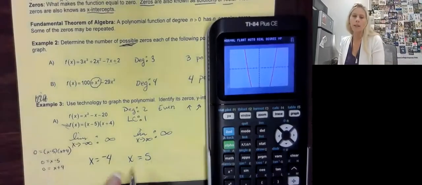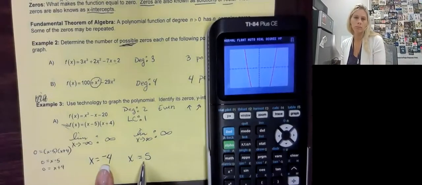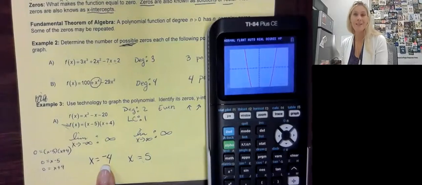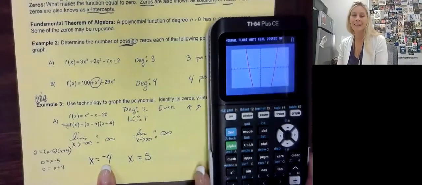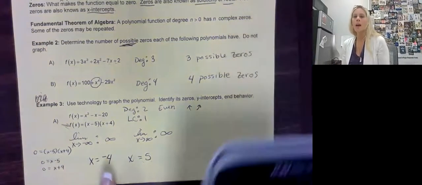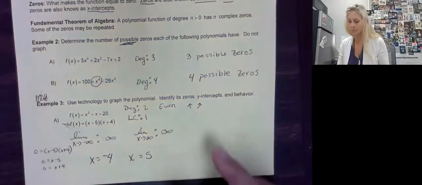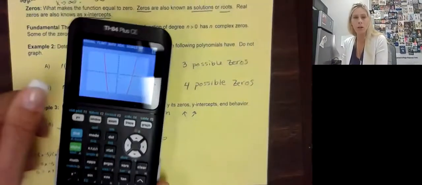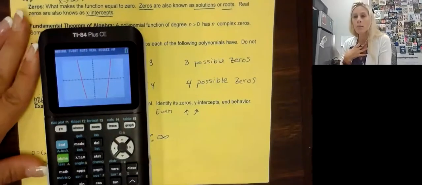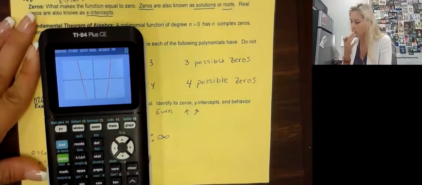And that is how we get our zeros. So if we can factor, we don't need the calculator to give us our zeros. Okay. Now, y-intercept. Y-intercept is where it crosses the y-axis. I'm going to move this around. You'll practice this throughout the year.